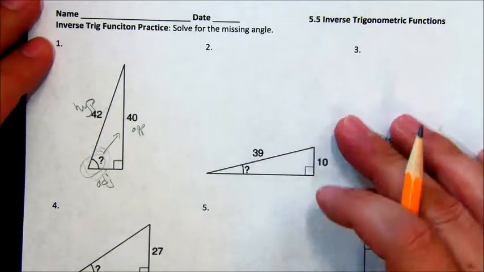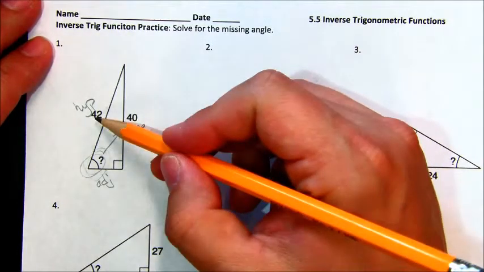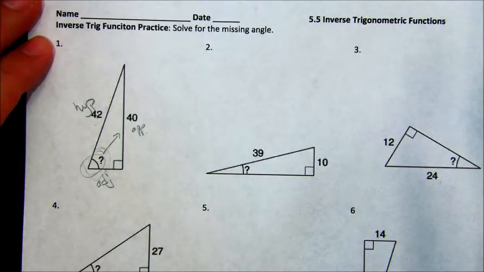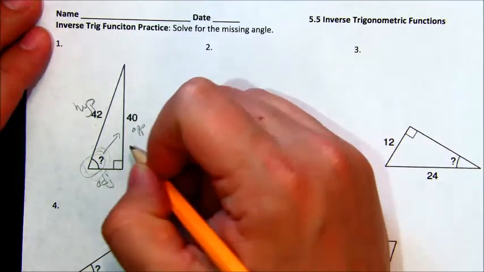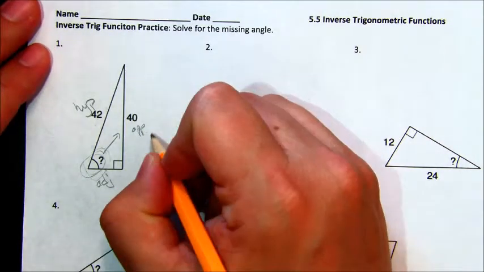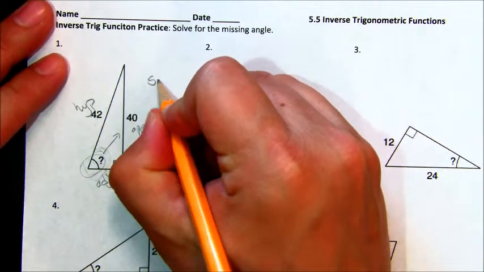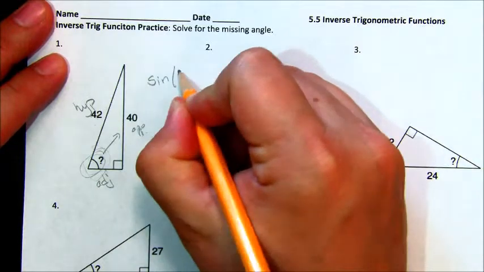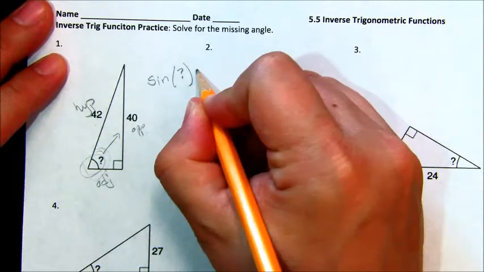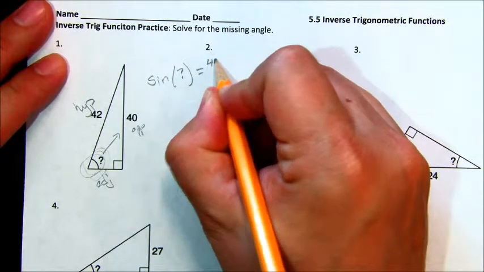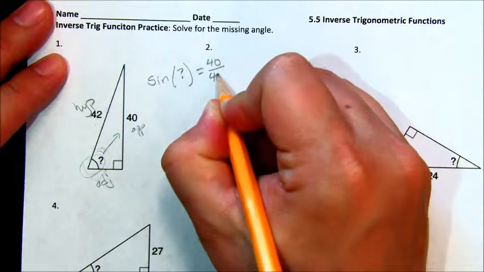Okay, so if I know opposite and I know hypotenuse, then I'm going to go ask SOHCAHTOA and say, Mr. SOHCAHTOA, which one of my ratios involves opposite and hypotenuse? And he's going to tell me, of course, that sine does. So sine of this mystery angle equals 40 over 42.